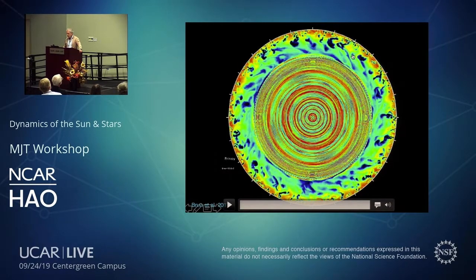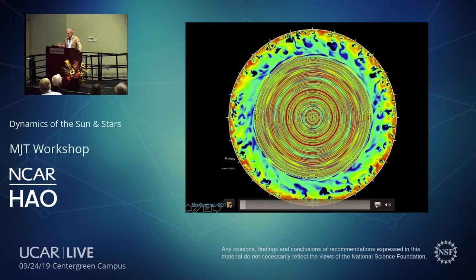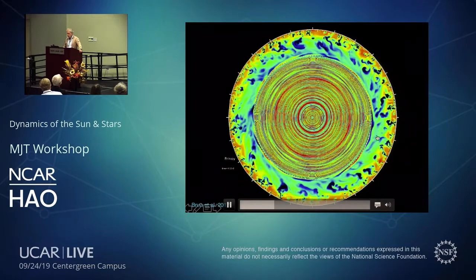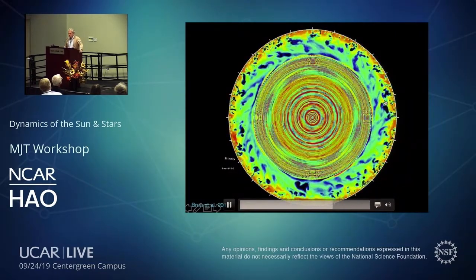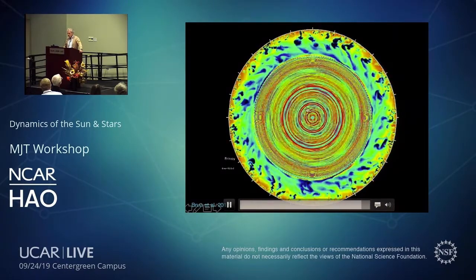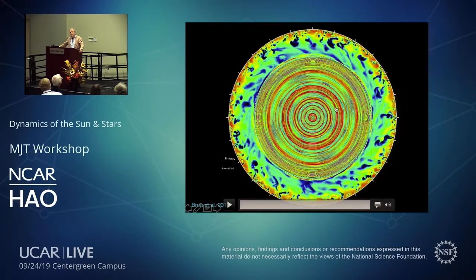You see that the downdrafts merge into longer and larger cool structures, and you see the gravity waves being excited. And of course, Mike was really interested in understanding the physics of the gravity waves and their detection.